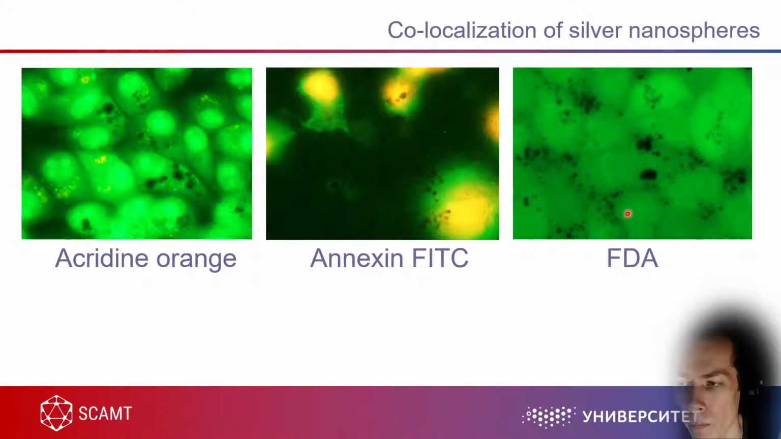FDA stains everything in the cell, it's a cytoplasm staining, it's a nucleus staining, everything is stained, you can't distinguish anything inside the cell, and the whole thickness of the cell is stained, so the stain is everywhere on every stage. So it's probably impossible to understand where the nanoparticles are.